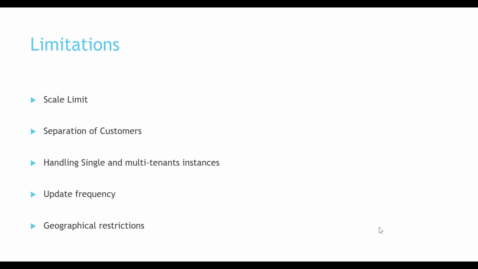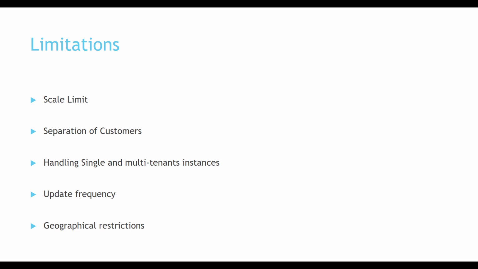Moving to the update frequency. Some clients may tolerate frequent updates to their solution without any problem, while other customers might have really strict requirements for the update frequency, and they can only accept one update every fortnight or every month. And it's going to be a challenge for us to meet both requirements if we have everything in one instance. Finally, we have geographical restrictions.